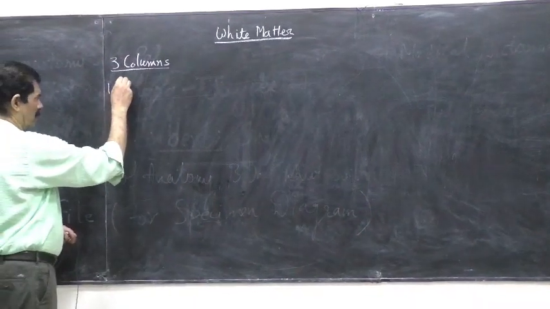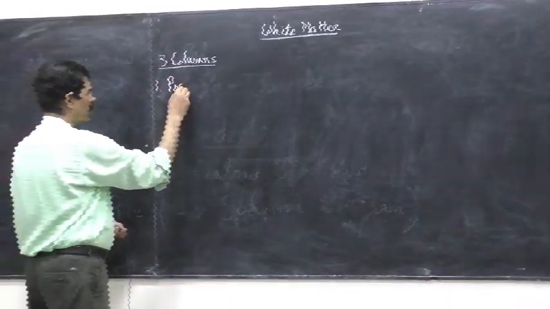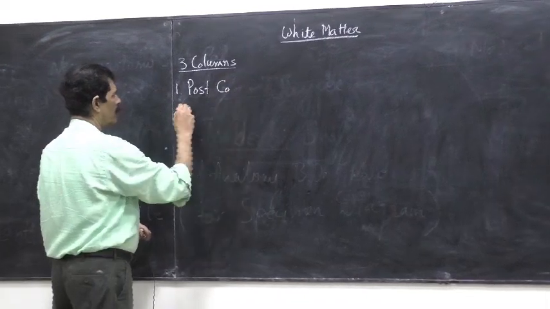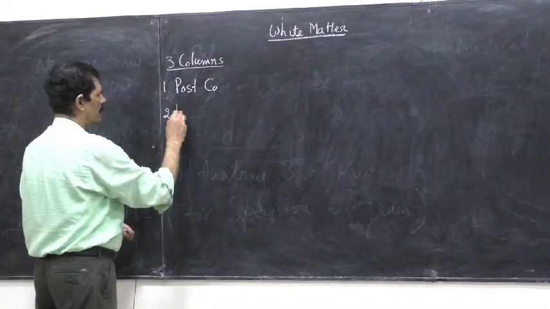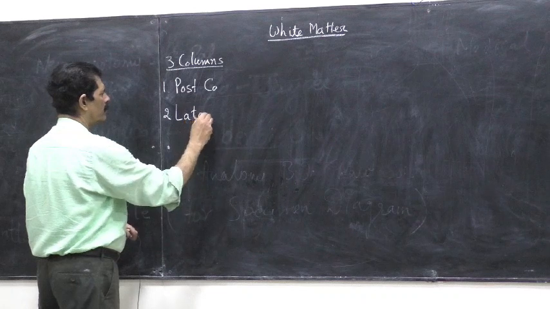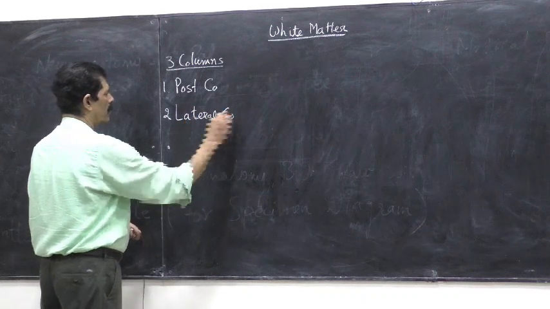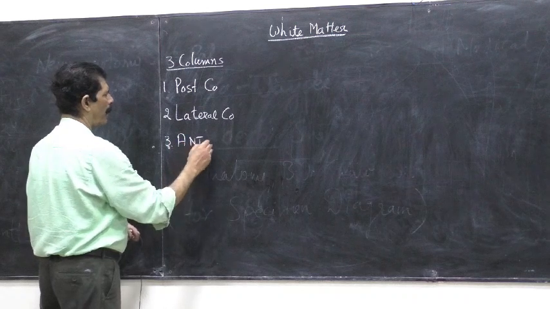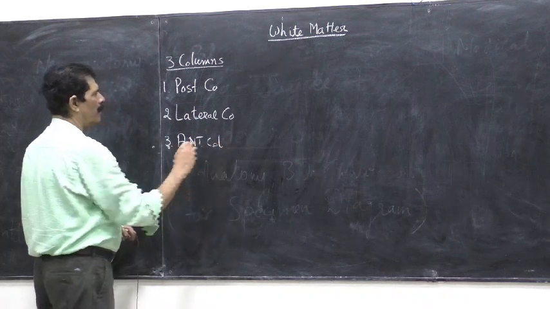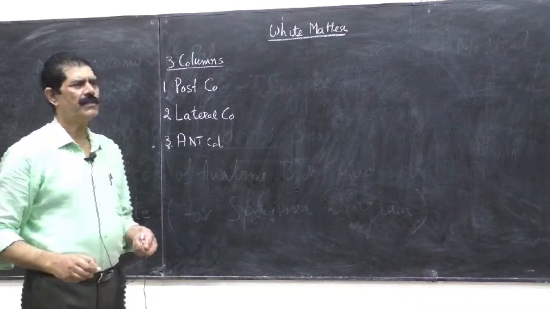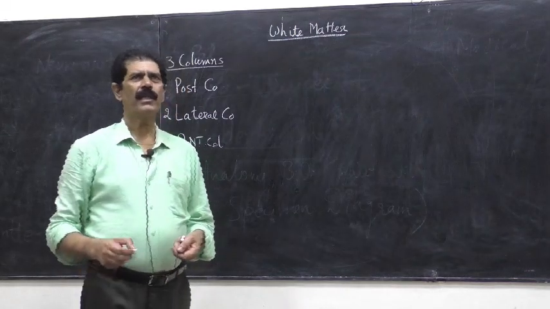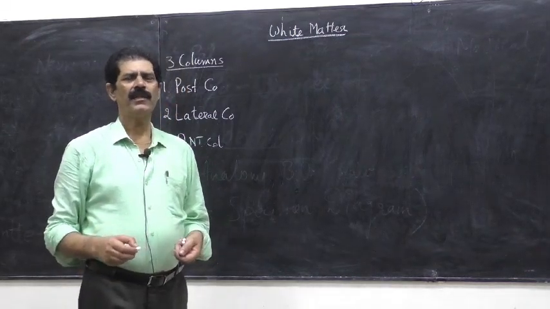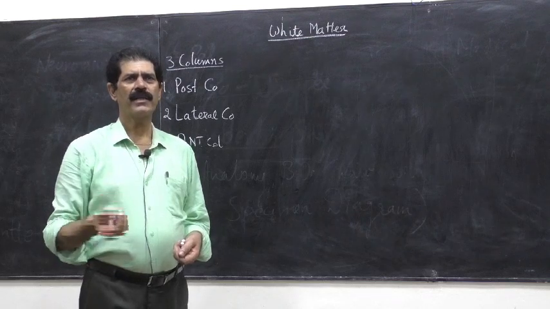Number 1 is the posterior column, number 2 is the lateral column, and number 3 is the anterior column. So white matter means bundles and bundles of the axons or the nerve fibers, in which some are ascending, some are descending.